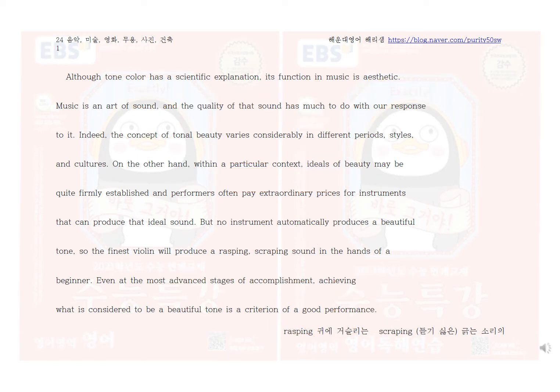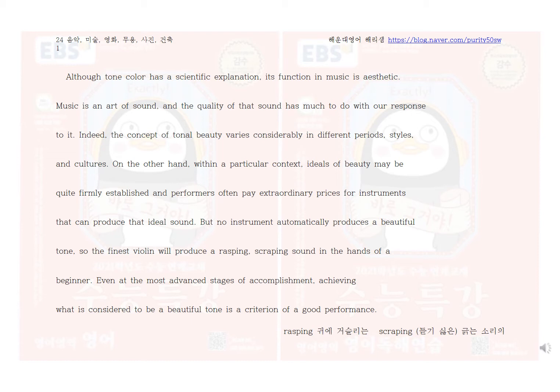Exercise 1. Although tone color has a scientific explanation, its function in music is aesthetic. Music is an art of sound, and the quality of that sound has much to do with our response to it. Indeed, the concept of tonal beauty varies considerably in different periods, styles, and cultures. On the other hand, within a particular context, ideals of beauty may be quite firmly established, and performers often pay extraordinary prices for instruments that can produce the ideal sound.